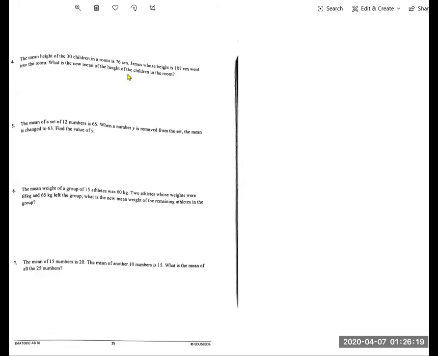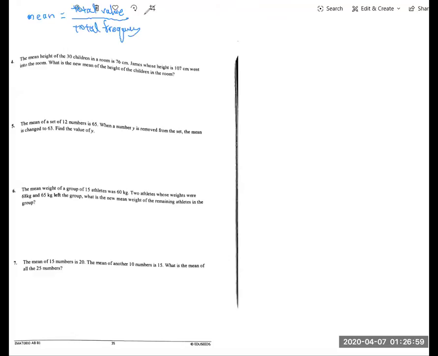In this case, we're going to look at question 4. The mean height of 30 students in a room is 76. So basically, this is how we're going to look at it. The means equals total value over total frequency.